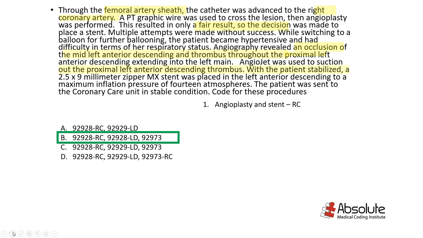AngioJet was used to suction out the proximal left anterior descending thrombus. Patient stabilized, stent was placed in the left anterior descending. And we don't really care about the pressure, just so you know, because it's still just a stent. So we know we did an angioplasty and stent. We know that we did a thrombectomy for the LAD, and we did a stent to the LAD.